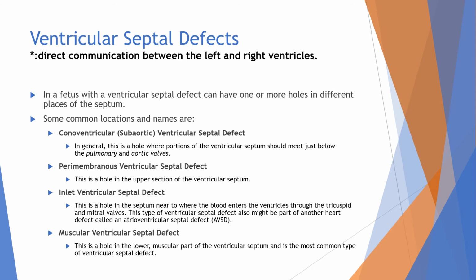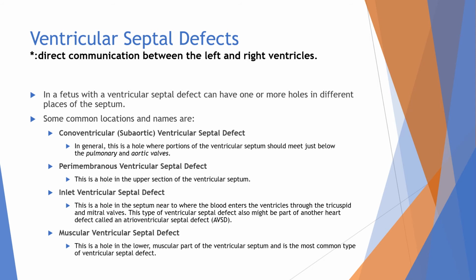The first one is the conoventricular or the subaortic ventricular septal defect. In general, this is a hole where portions of the ventricular septum would meet just below the pulmonary and aortic valves. So this is a lower communication.